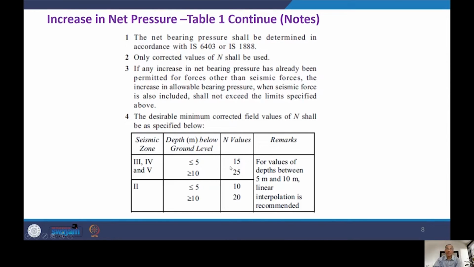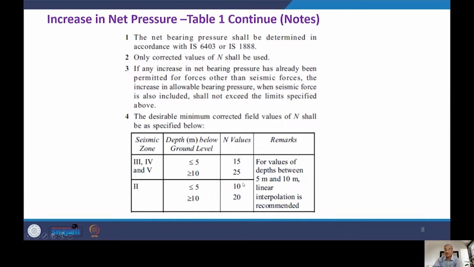That means if your site is lying in the 3rd, 4th, and 5th zone, up to 5 meters below ground level, the minimum N value for earthquake condition should be 15. And if you are going beyond 10 meter down, then it should be 25. These values for second seismic zone are 10 and 20. And what are the seismic zones? We are going to come to that later.